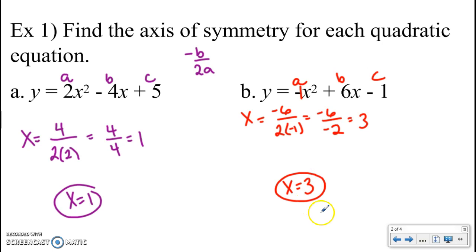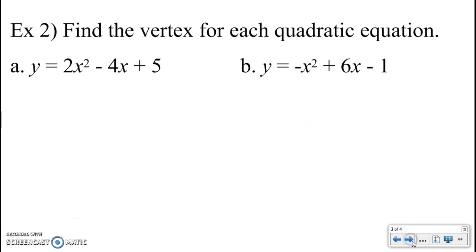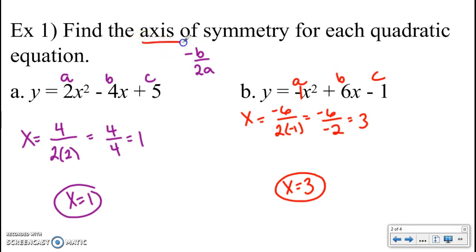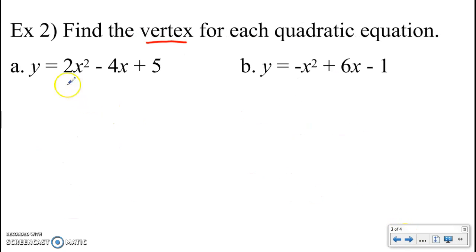Okay, we're going to go ahead and do those next two problems, and I'm actually going to show you how we use the axis of symmetry to find the vertex. So you'll notice that the next two problems are the same. The only difference is in the directions. We're finding the vertex this time versus the axis of symmetry last time. Okay, so we're going to remember a we found x equals 1 and b we found x equals 3.